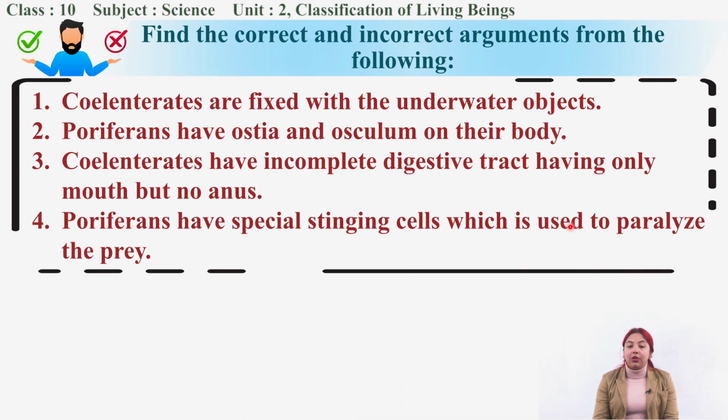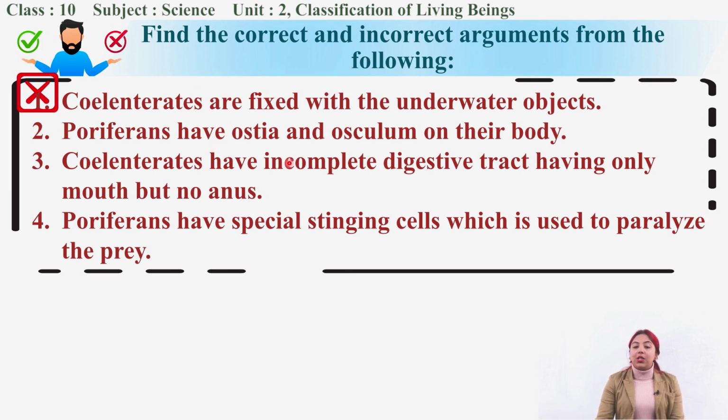So, the first argument that I have for you guys is, Coelenterata are fixed to underwater objects. Is this correct? No, it's incorrect, because the poriferans are the organisms which are fixed to the substratum. They are sedentary, but Coelenterates are not. So this is incorrect.